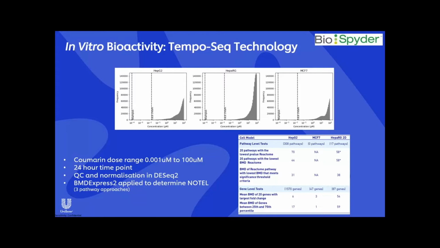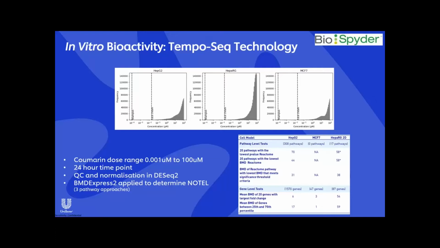NOTELs can be derived in several different ways, either at the gene level or at the pathway level. And this table gives the NOTELs for some of the different analysis methods used. Because a change in gene expression doesn't necessarily result in an adverse effect, using a NOTEL in a safety assessment alongside all the other functional assays that we've discussed is probably going to be by its nature quite conservative. So in other words, if consumer exposures are greater than these NOTELs, this doesn't necessarily mean this is going to cause an adverse health effect.